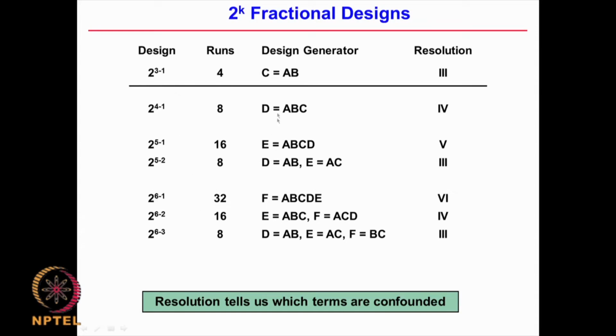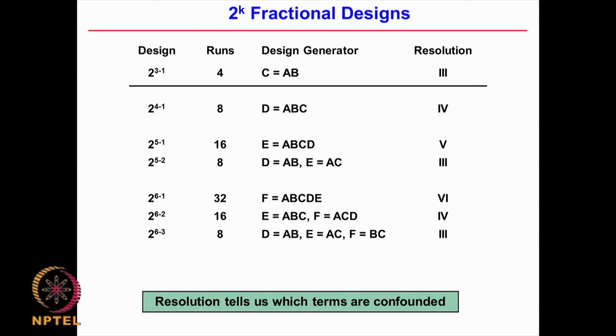So this tells you which terms are confounded, and it also allows you to determine your resolution. This will be a resolution 4 and so on, and the number of runs. And I also taught you how to do the calculations later once you have the results.